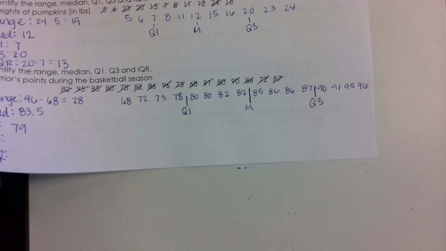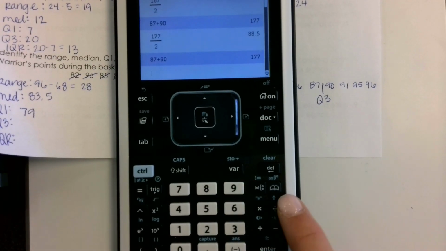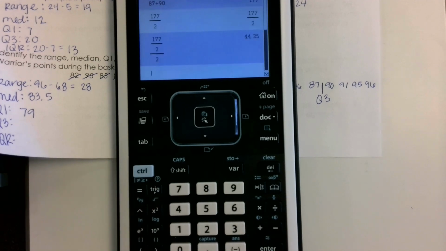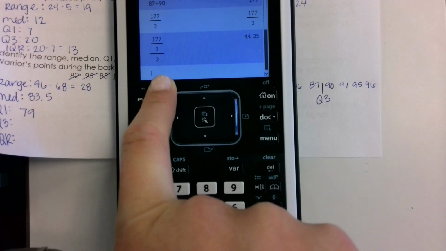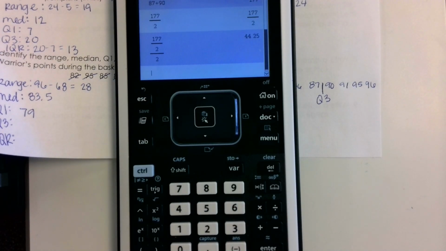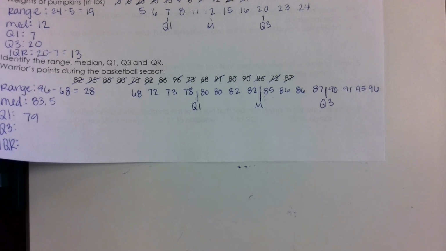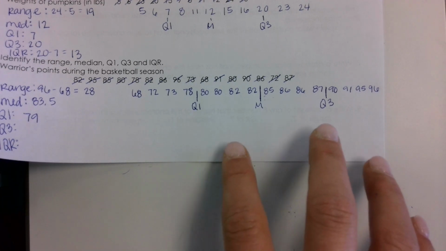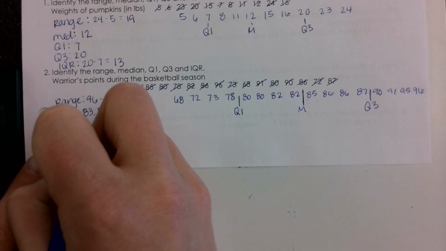You're dividing twice. So when you do it, you're doing 87 plus 90, right? And then you're saying divide by 2. And then you said control enter. And what happens? It divides twice, because you hit enter in between dividing by 2 and the control enter. Just hit control enter instead of enter the first time. It's at 88.5 there.